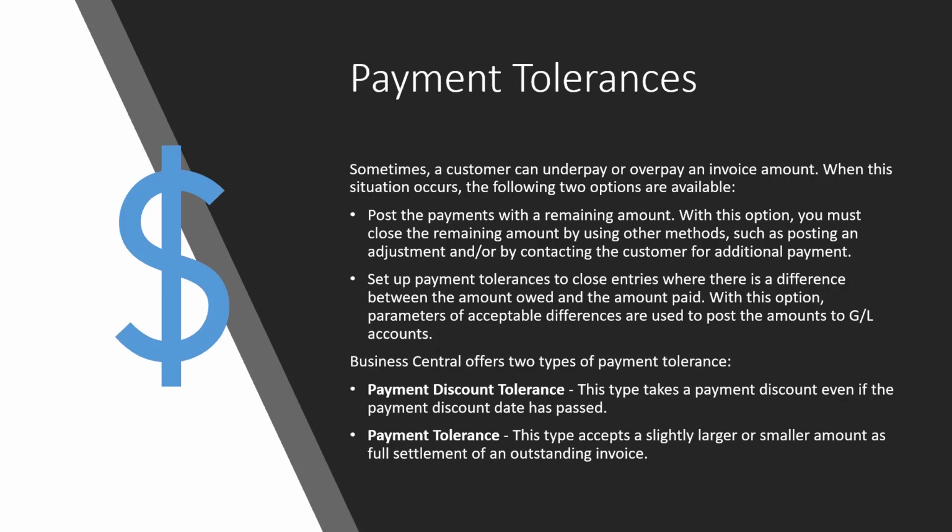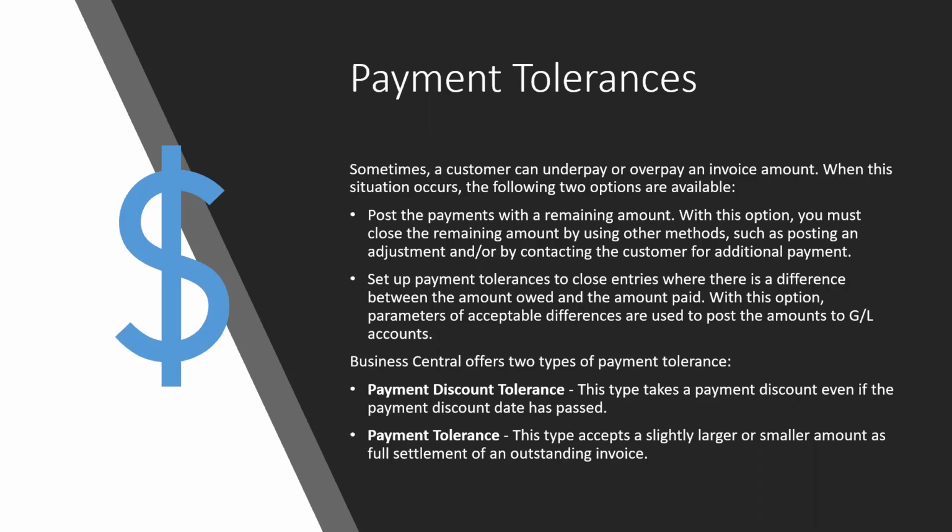Now, the second way, set up payment tolerances to close entries where there is a difference between the amount owed and the amount paid. With this option, parameters of acceptable difference are used to post the amounts to GL accounts, okay? So what I'm saying with this, I can accept tolerances, yes. There will be differences, yes. We can set them up, yes. Payment discount tolerance, with this type, take a payment discount even if the payment discount date has passed.